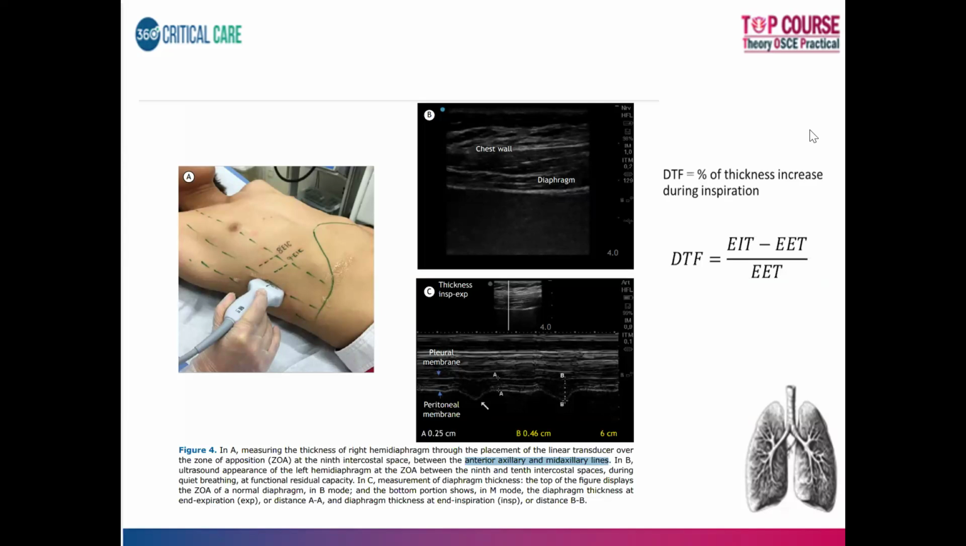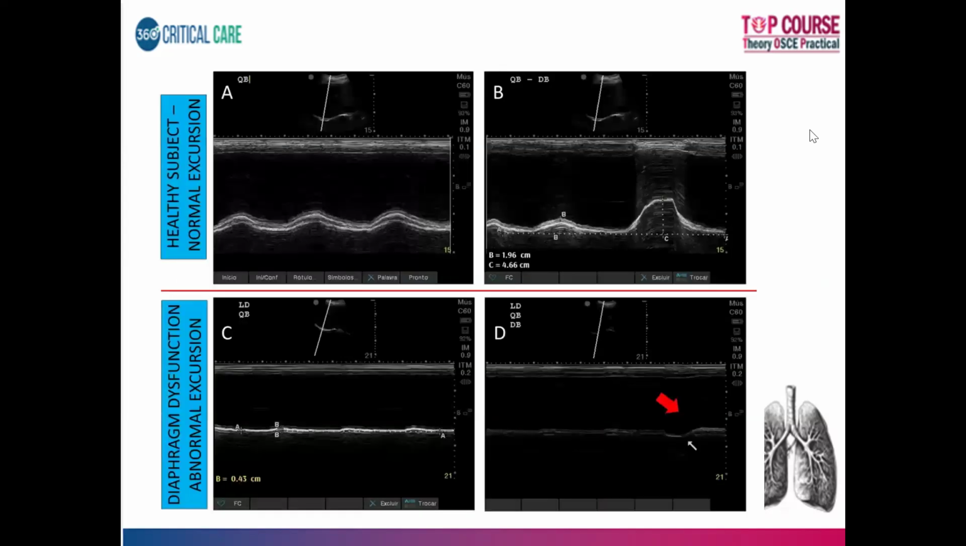Okay, if this thickness fraction is less than 20, definitely it is an indication of failure. 20 to 36 is a gray area. Anything more than 36 is a best value. Okay, so this is how they usually look at the healthy subjects and the abnormal subjects.